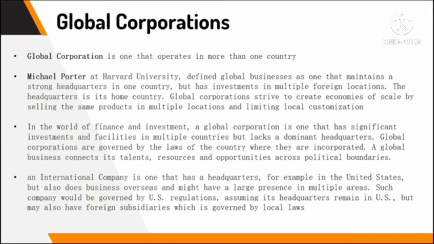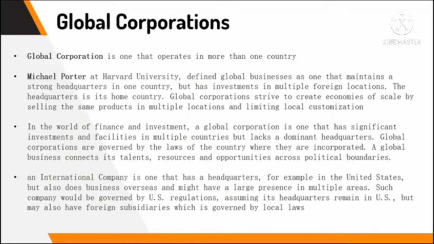Global corporation is known as global economy. It is coined from the base term global, which means all around the world. Global corporation is one that operates in more than one country. Global corporation is generally referred to as multinational corporation. So take note of that.